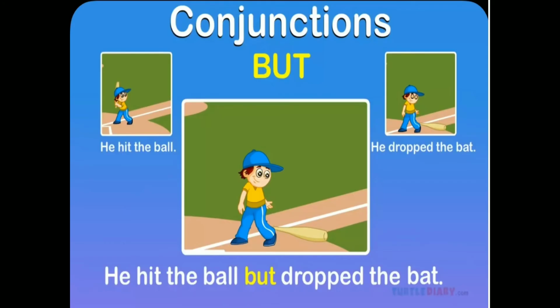Let's start. He hit the ball. He dropped the bat. Here you can see that the ball and the bat are opposite. So how can we make this sentence? He hit the ball but dropped the bat. Again I repeat, he hit the ball but dropped the bat.